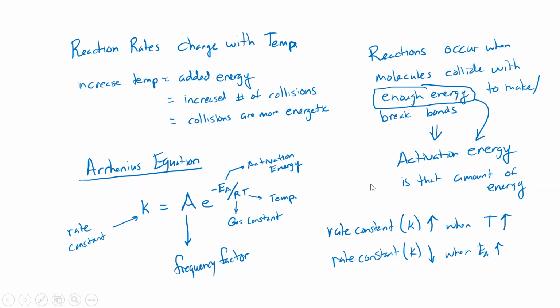Now we're going to look at the other forms of the Arrhenius equation. There are two of them. I'm going to rewrite the Arrhenius equation here. So k equals A times e to the negative Ea all over RT. Take the natural log of both sides. ln of k equals negative Ea over RT plus the natural log of A.